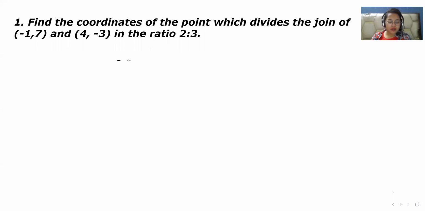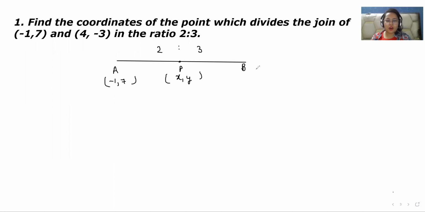So what is given? They make a line whose endpoints are A and B, and they divide the line in 2:3, and we have to find the coordinates of the point which divides the line. So we have to find the coordinates of P, x and y. The coordinate of A is (-1, 7). The coordinate of B is (4, -3). So we have the formula. First we calculate the value of x in coordinate P.